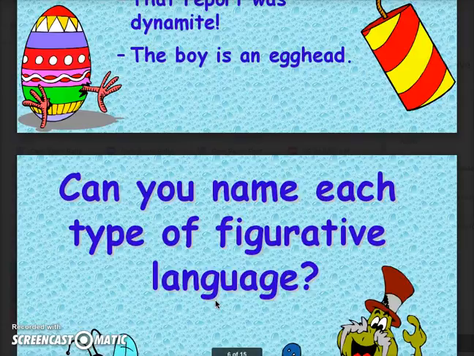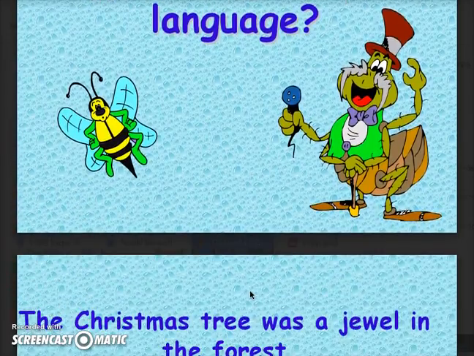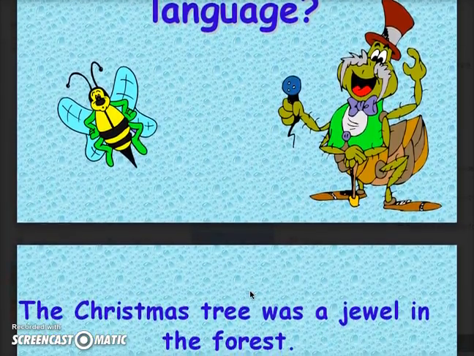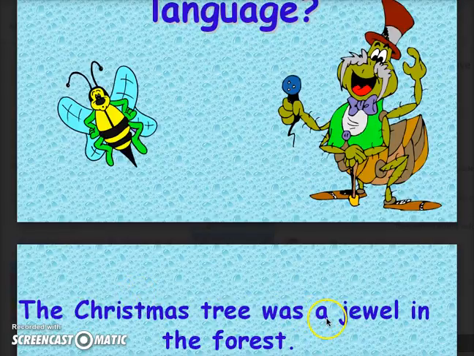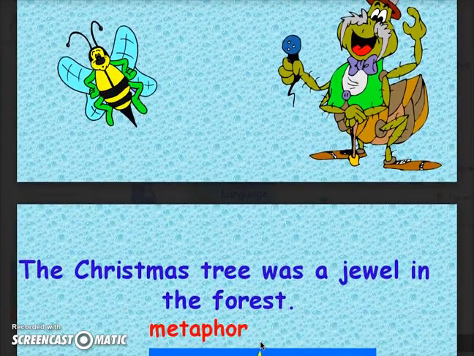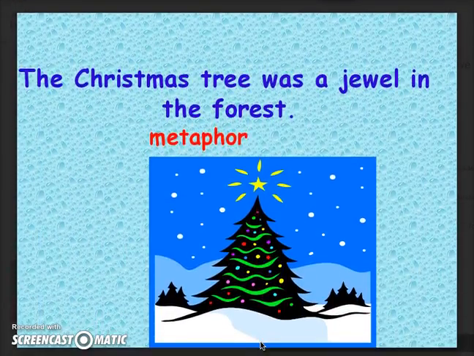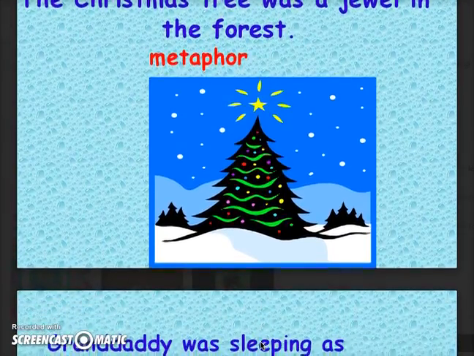Let's see if you can name each type of figurative language that I'm going to read. Okay, the Christmas tree was a jewel in the forest. Does anybody have any thoughts what that might mean? If you said metaphor, you're correct. The Christmas tree was a jewel in the forest. How about the next one?